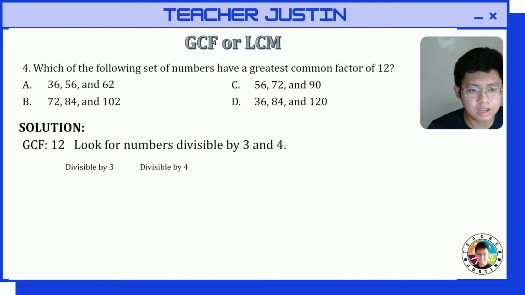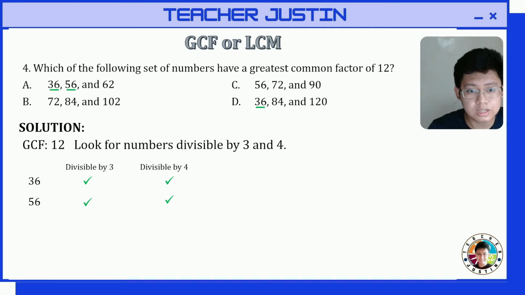So, start tayo kay 36. 36 is divisible by 3 and divisible by 4. Okay, so lahat na may 36, underline natin, i-highlight natin. Next, 56. 56 is both divisible by 3 and divisible by 4. So, lahat na may 56, highlight din natin.